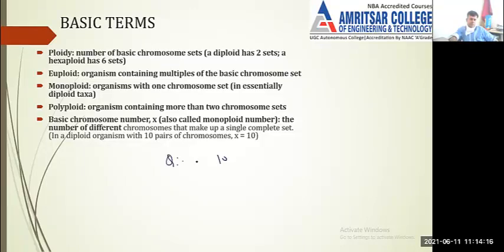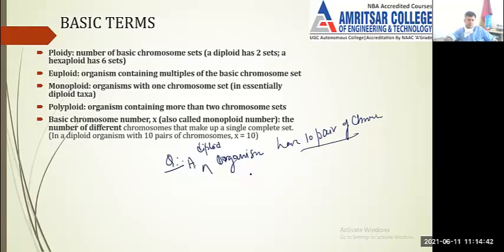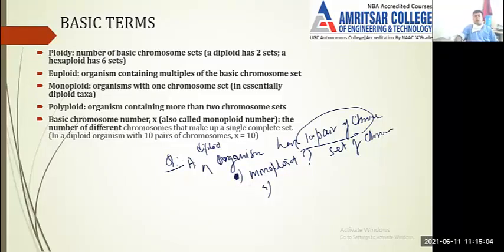Let's do a question. Solve this question. Suppose a diploid organism had 10 pair of chromosome. So what is the haploid set of chromosome? What is the monoploid set of this chromosome? If organism having 10 pair of chromosome, how much will be the monoploid set of chromosome? Who will tell me? Sir, 5 set. 10 set, na? Because this is in pair. So this will be 10 set.